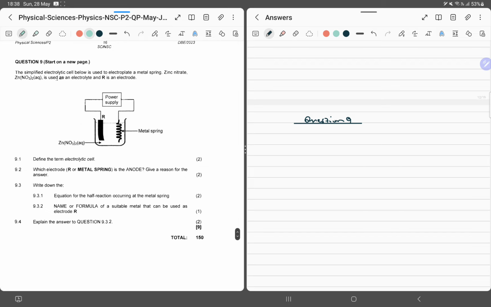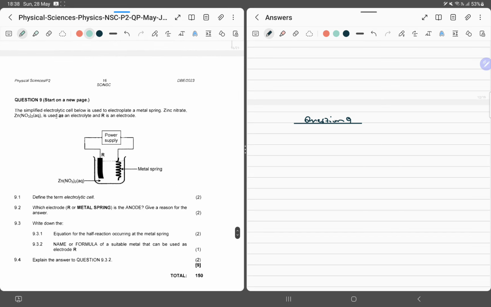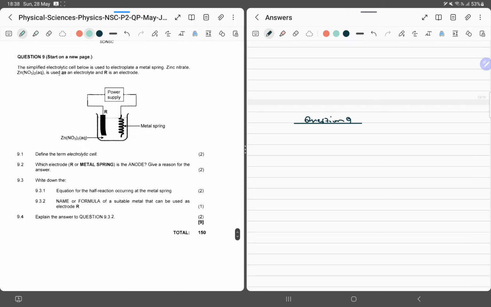So question 9 is the electrolytic cell. Similar thing as the electrochemical cell. The only thing is that this one is non-spontaneous. It uses power. So that's just the only difference. Otherwise, the rest is just history. Now, the simplified electrolytic cell below is used to electroplate a metal spring.